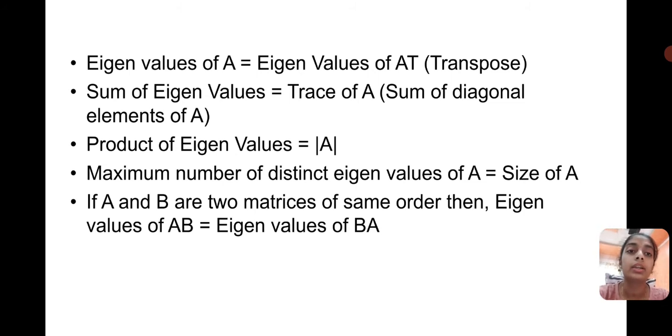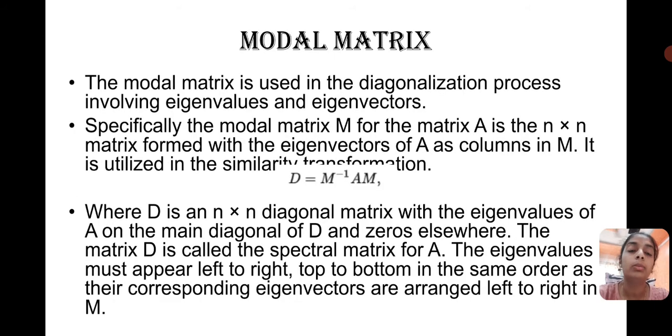Sum of eigenvalues is equal to the trace of A, the sum of diagonal elements of A. Product of eigenvalues is equal to determinant of A. Maximum number of distinct eigenvalues of A is equal to the size of A. If A and B are two matrices of the same order n, then eigenvalues of AB are equal to eigenvalues of BA.